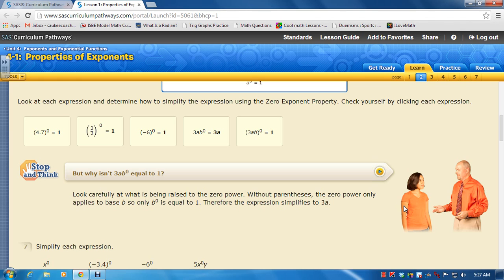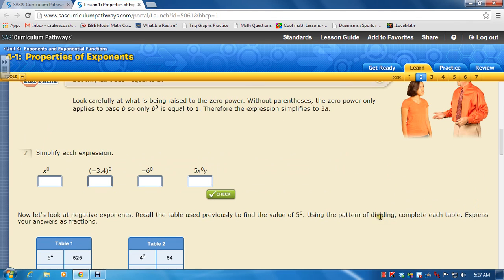Okay, so the location and whether parentheses are present or not are going to have a big impact, obviously, on our final answers here. Okay.